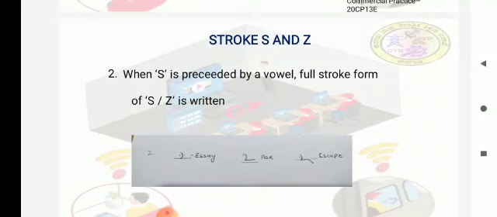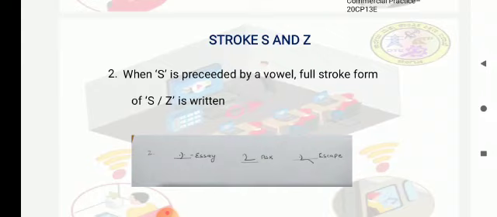Take the example of "easy". Look at the word "easy". The word consists of a preceding vowel E, and then you have got Z, and then another following vowel. So when there is a preceding vowel, you have to use stroke S. You see another example, "ask". The word consists of a preceding vowel, so you have to write the full stroke S instead of circle S.